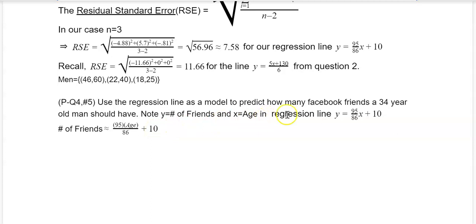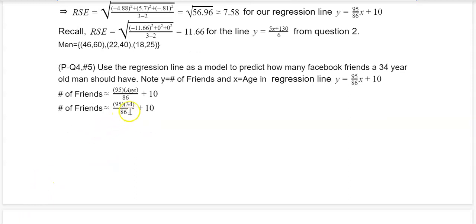We want to now let the age be 34. So let's find our predicted number of friends when age is 34. You're going to put 34 in place of age here. So it'll be 95 times 34 over 86 plus 10. And I'll let you check, that's roughly equal to 47.56.